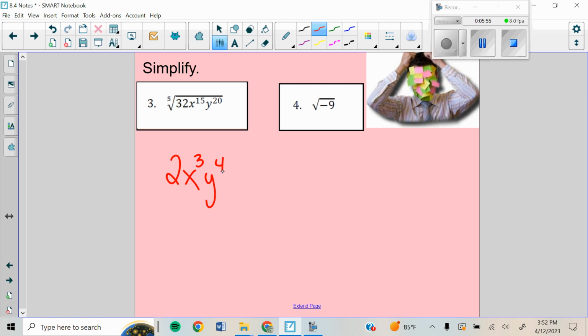All right, number 4 is a square root of -9. We're going to pull out that negative and make it an i. And then we have the square root of 9, so that gives us 3i.